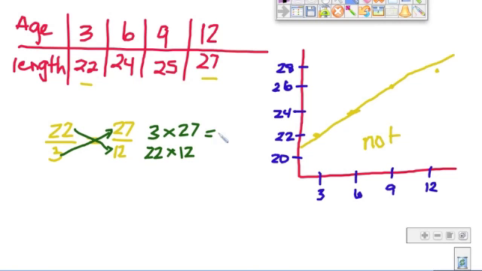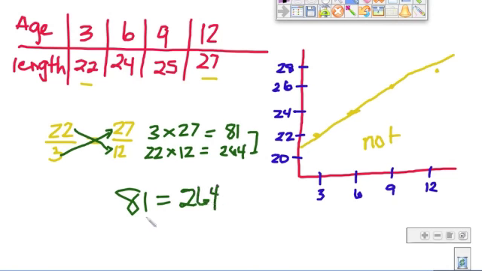This one up here, I get 81. This one here, I get 264. Do you see how these are not the same? Remember, a ratio has to be the same on both sides of the equal sign. So 81 does not equal 264, making this not a direct variation. These are not equivalent ratios.